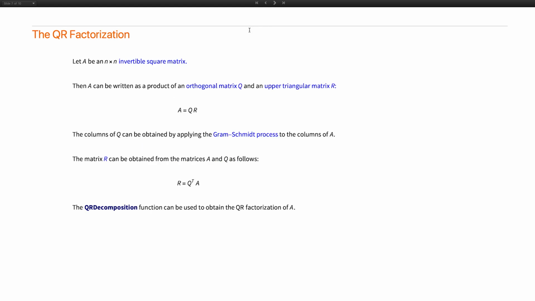Now one can talk about the so-called QR factorization. If you have an invertible square matrix of order n, then such a matrix can be written as a product of an orthogonal matrix and an upper triangular matrix. So that's the A equal to QR relation over here. The columns of Q can be obtained by applying the Gram-Schmidt process to the columns of A treated as vectors. Of course, once you have the matrix Q, you can work out the matrix R by simply doing Q transpose times A, because you have an orthogonal matrix, so that's quite easy. This can be done quite easily in the Wolfram language by using the QRDecomposition function.